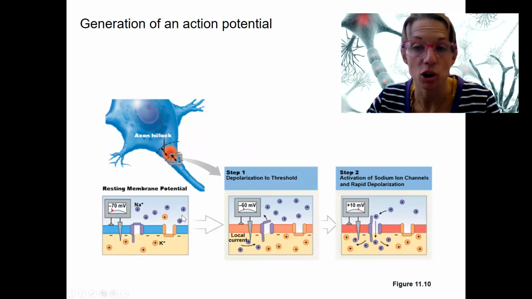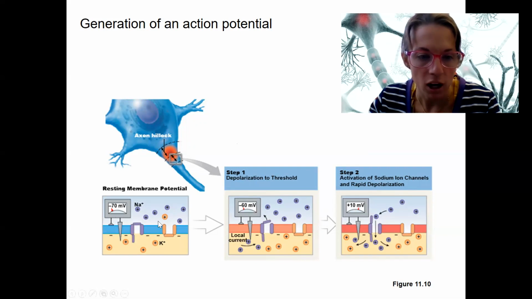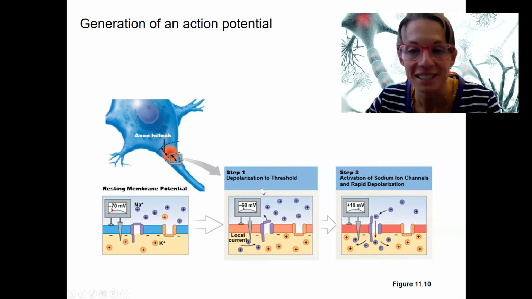So here is a walkthrough of the channels only. Pay attention to the gates opening. Here's our resting membrane potential. A local current causes voltage-gated sodium channels to open. If threshold is reached, depolarization to threshold, the local current causes voltage-gated sodium channels to open. That causes a rapid influx, moving in, of sodium ions that causes this rapid depolarization up to here, it's plus 10, ultimately plus 30.